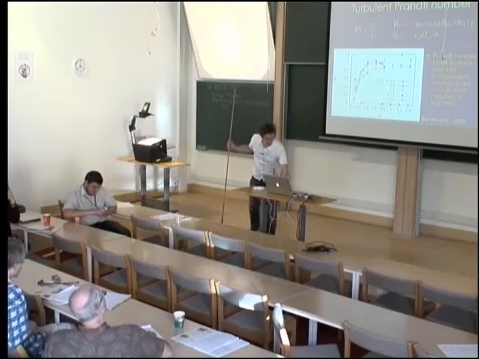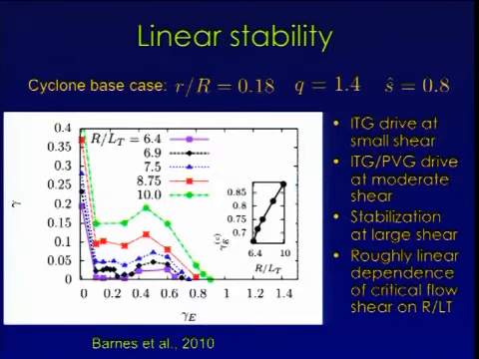the linear growth rate. It's normalized to be thermal over the system size with a factor of Q.